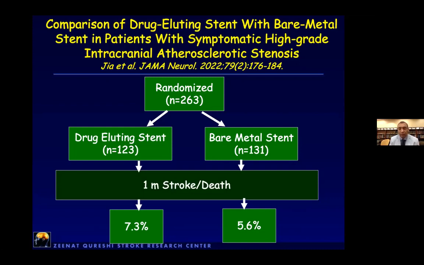So clearly the 1 month stroke and death rate has improved either with the use of new FDA on-label criteria or with the use of bare metal stents.